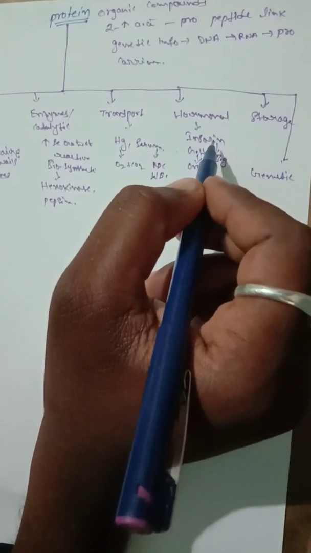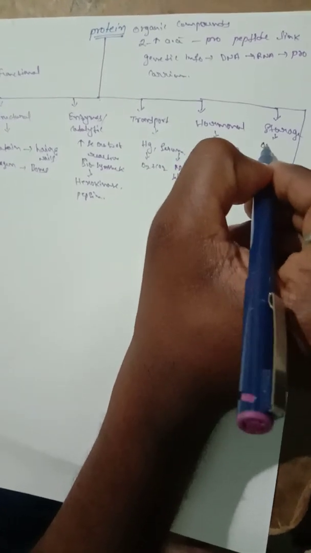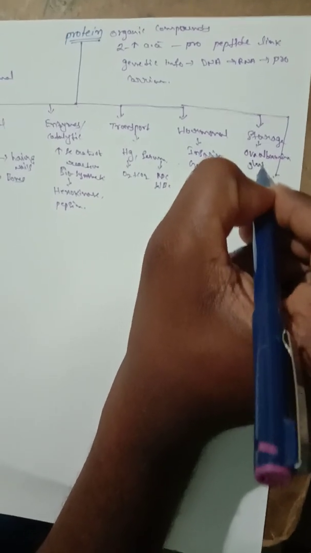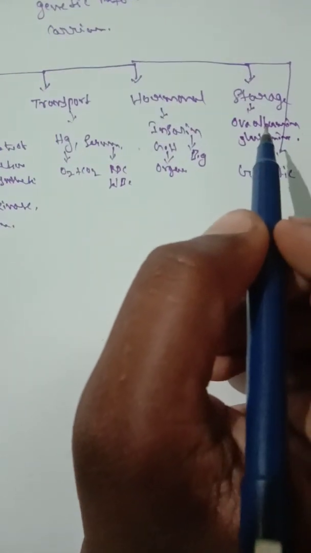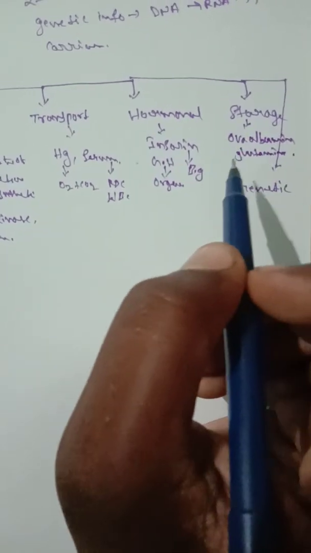The next one, storage proteins. The storage proteins means ovalbumin and glutamine. Any information regarding genetic information, transport information, or any other information is stored by the ovalbumin and glutamine.